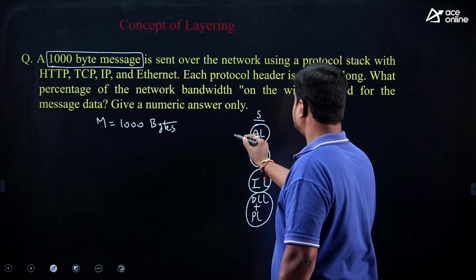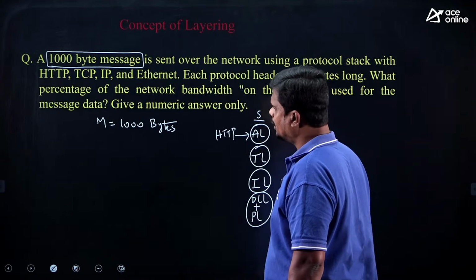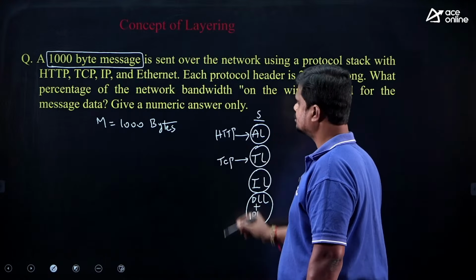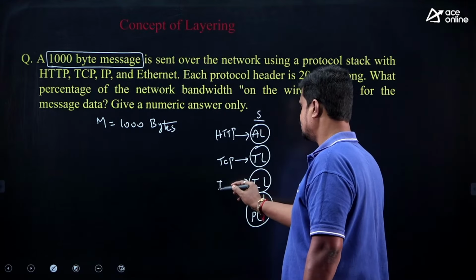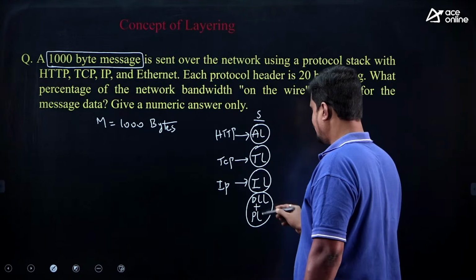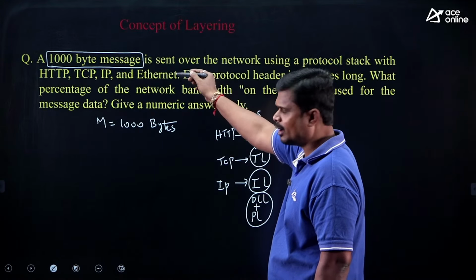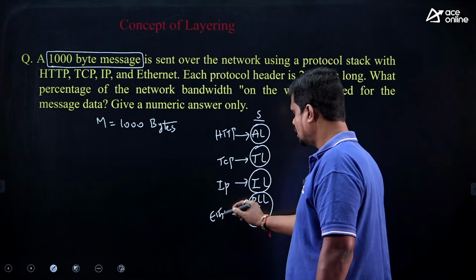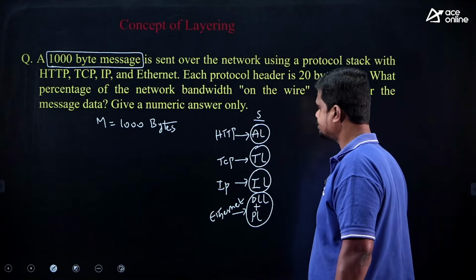HTTP is part of which layer? Application layer. TCP is part of which layer? Transport layer. IP is part of which layer? Internet layer. And as part of the physical layer and network layer, we have this technology. What is the technology? Ethernet, right? We can call this a technology, and these are all the protocols.